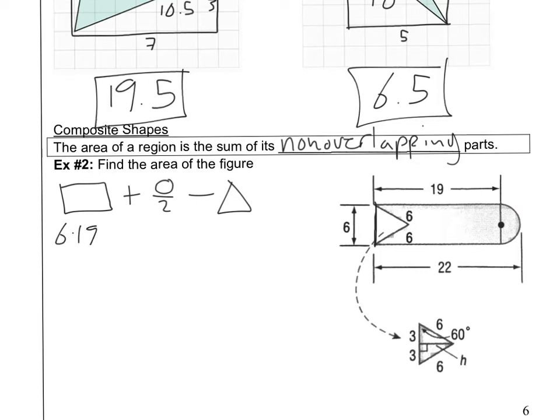Okay. Plus, I'm going to add the area of this half circle. Well, if this whole distance is 6, that means the diameter over here would be 6. So this would be 3, and this would be 3. So my radius is 3. So I'm going to add pi, a radius of 3, squared.